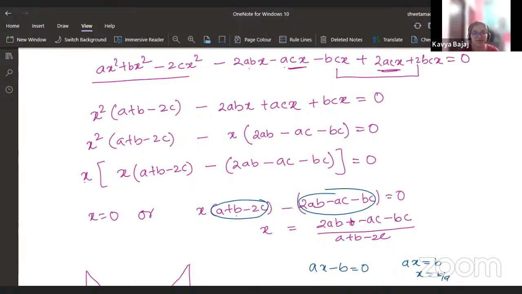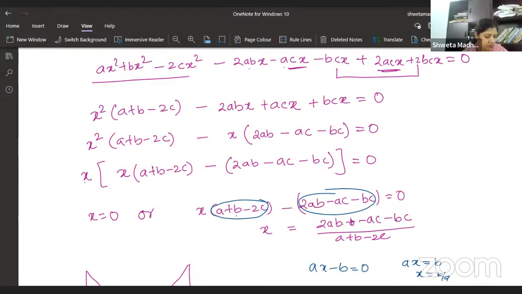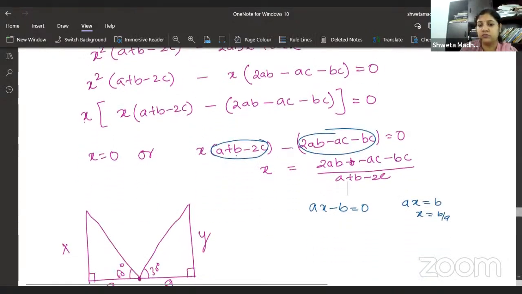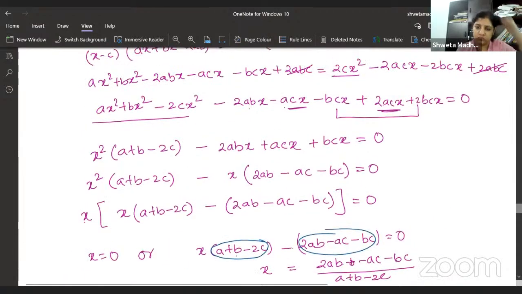Clear? Yes, ma'am. Ma'am, I had made a simplification mistake. That's why I was not getting it. Any other doubt anyone has? Does anyone have any other doubt?